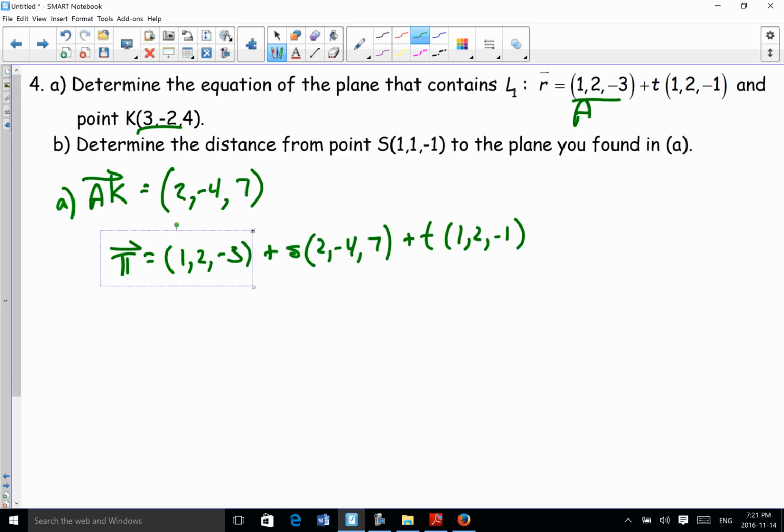Okay, now it doesn't matter what order you put these in. You could put S first, then T, T first, then S. You could have picked point K instead of point A. As long as you have a point and 2 directions, it's all good.